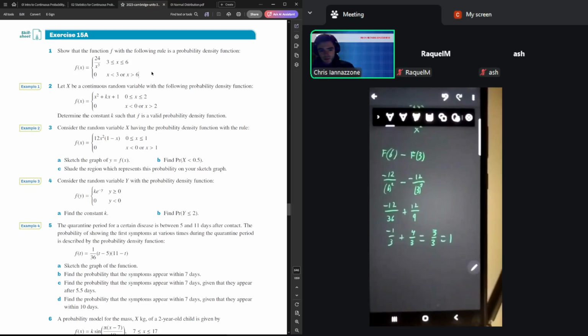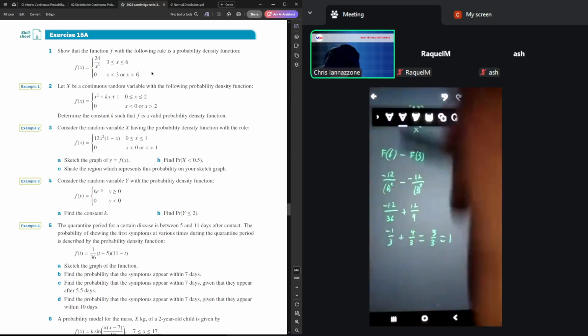So because we get a final answer of 1 there, we have proven a probability density function. Total area under the curve equals 1, because total probability of all outcomes in a given scenario need to add up to 1. Any questions?